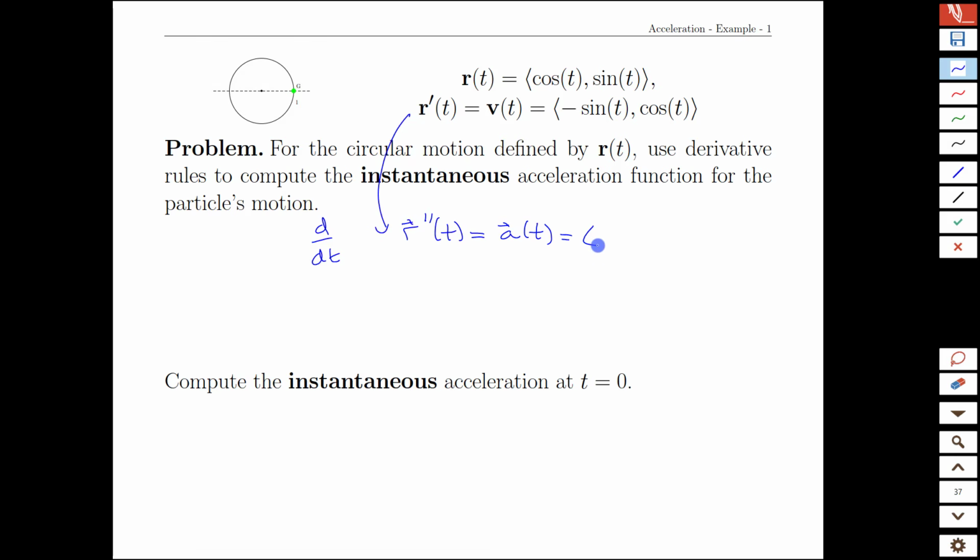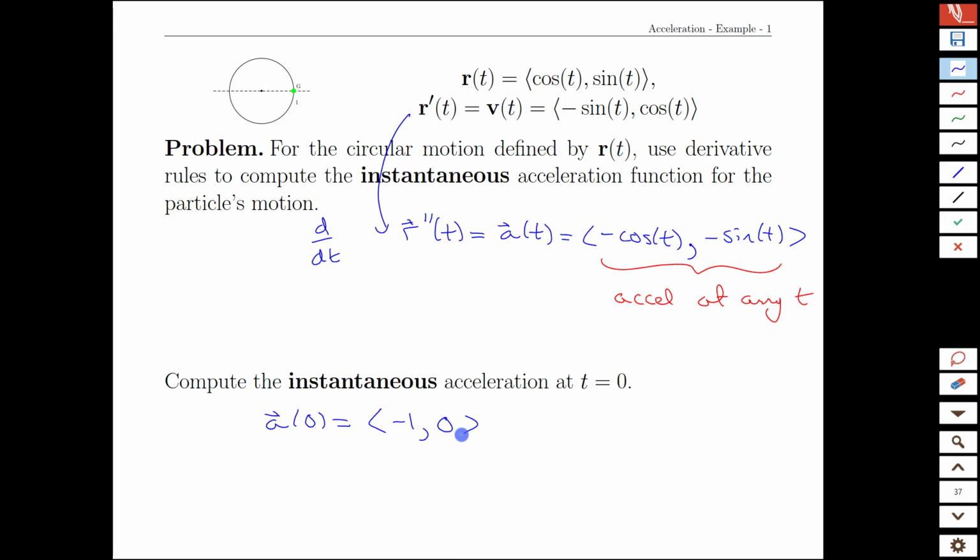And again, we just have to do this component by component. We take the x component and take the derivative. We're going to get negative cos of t. And we take the y component and we're going to get negative sine of t. And that is the acceleration at any t. We can reinforce that a little bit by picking a particular instant and illustrate with t of 0. And that's going to be negative cos of 0, that's negative 1, and sine of 0, 0, so that's going to be 0. Let's put those ingredients together on the diagram here briefly.